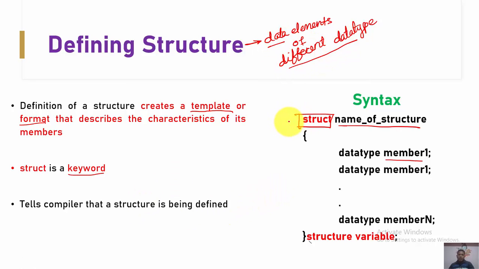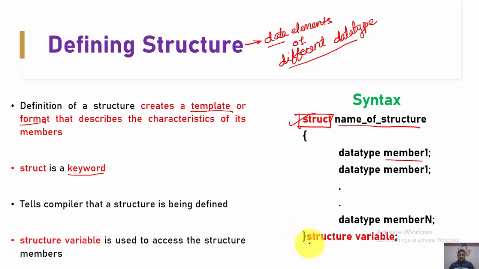The moment I declare the keyword struct, it tells the compiler that a structure is being defined, and this is a structure variable, which is the most important one, used to access the elements or members present inside this structure.